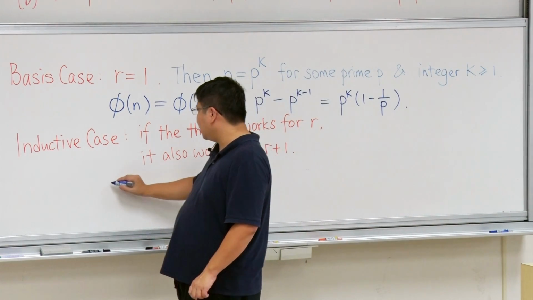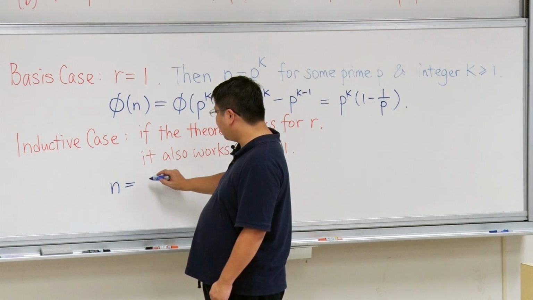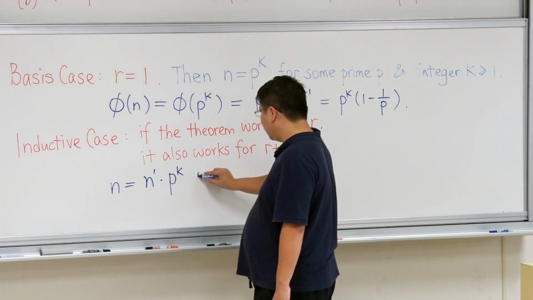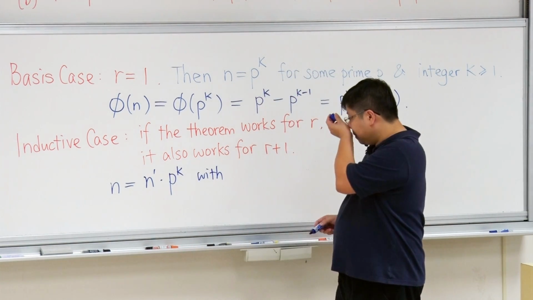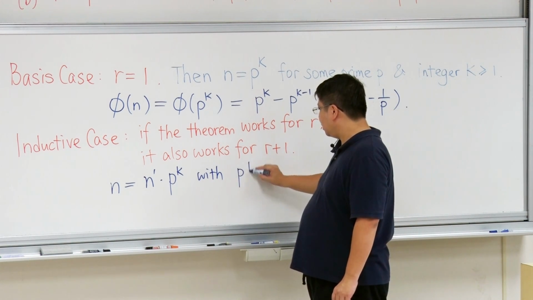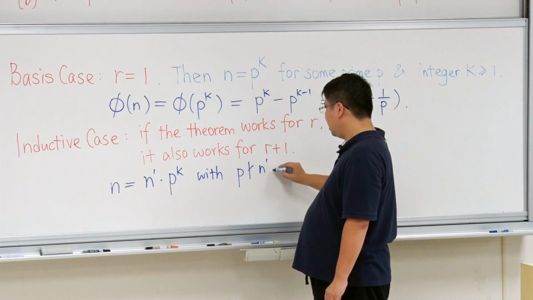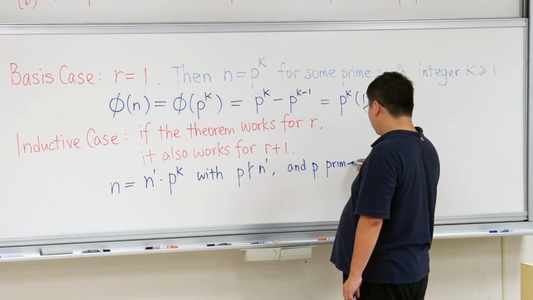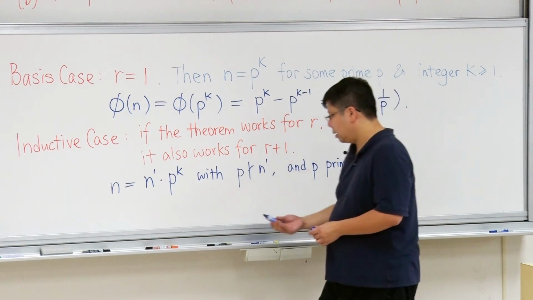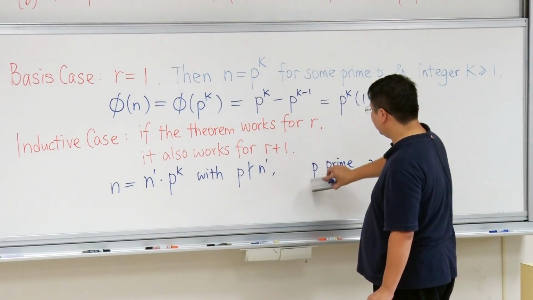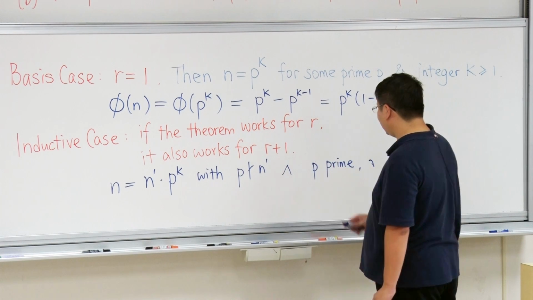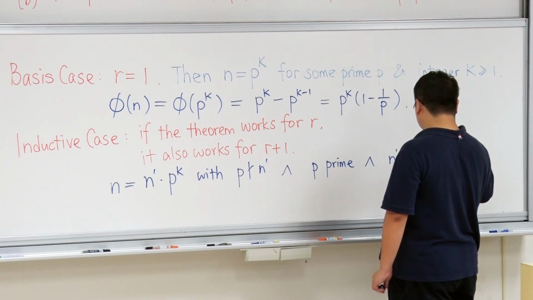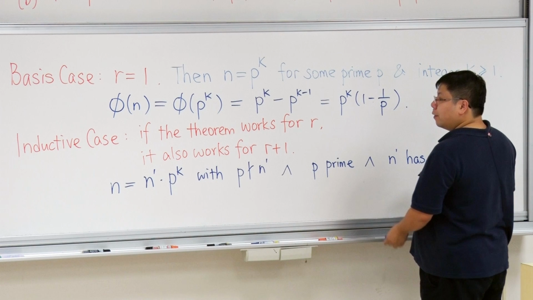Now, how about the case where n has more than one prime factor? So here, we can assume that n is equal to some n prime times some number p to the power k, with p not dividing n prime, and p is a prime, and n prime has r prime factors.